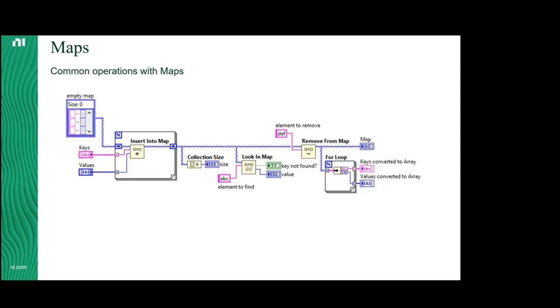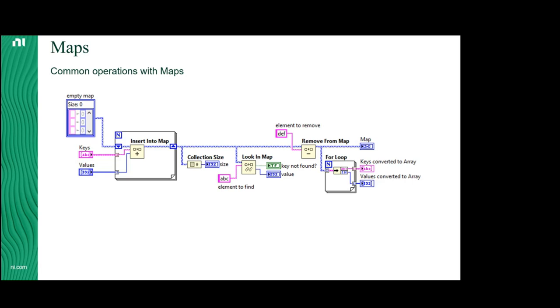So if we look at some common things you might do with a map, this block diagram looks very similar to the block diagram I showed for sets earlier. We have a function that allows us to insert items into a map. So you can have a key value pair. And in this case, my map is very simple. My key is a string and my value is a numeric. So I insert those pairs. I can check to see what the size of my map is, how many elements are in the map.